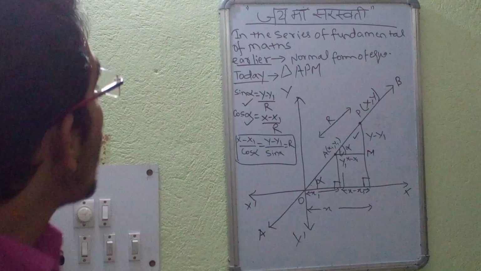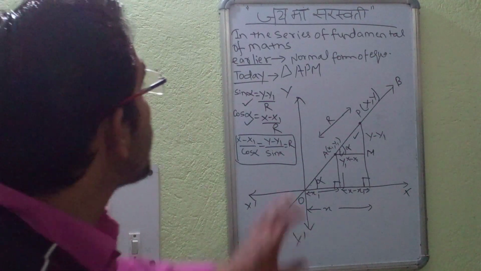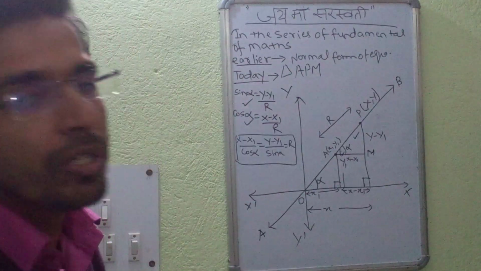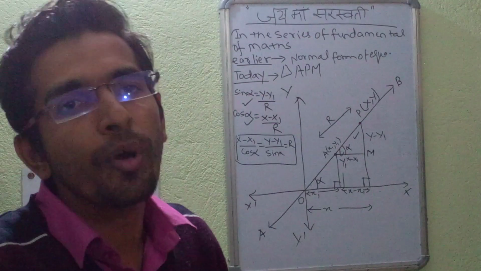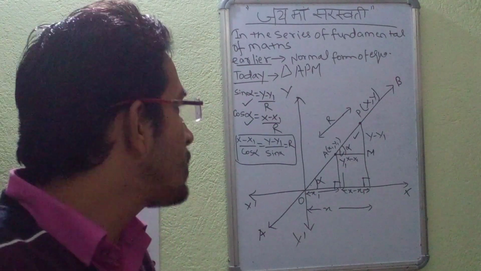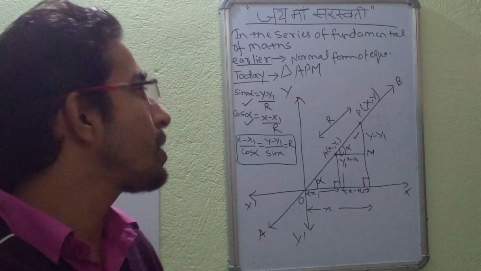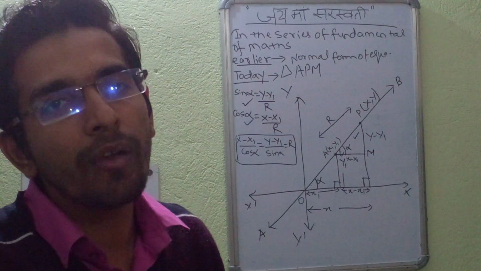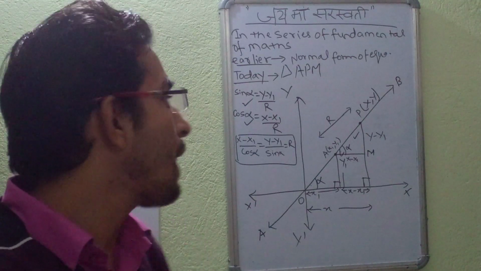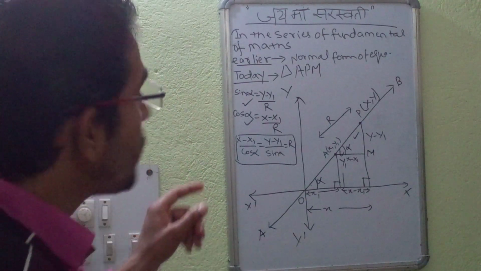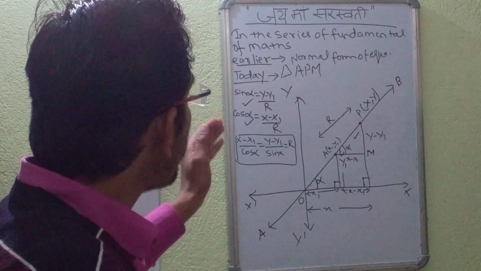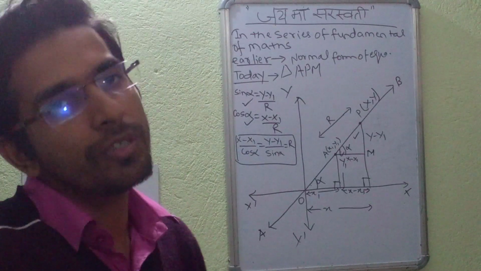In this normal form of the equation, a particular line is passing through the point x1, y1, and its distance from the point P(x, y) will be r, and this particular line is inclined at an angle alpha. So the final equation of the line will be x minus x1 by cos alpha is equal to y minus y1 by sine alpha is equal to r.